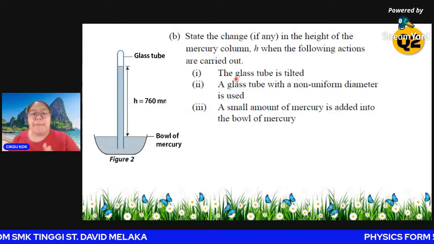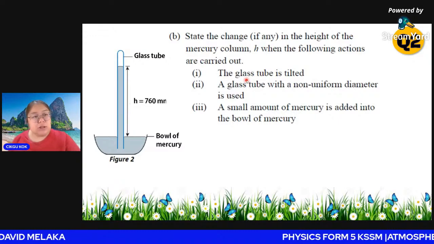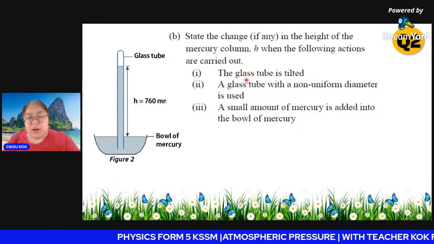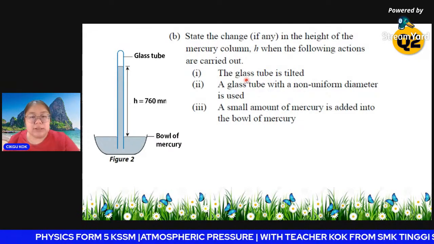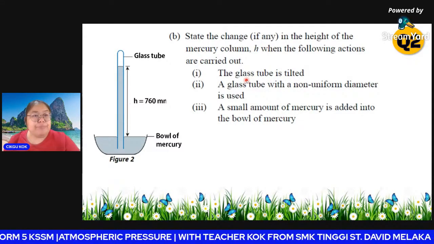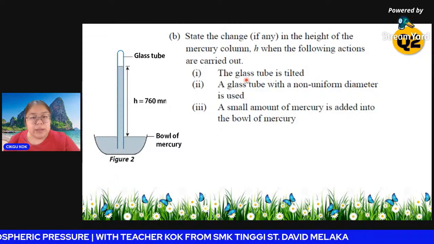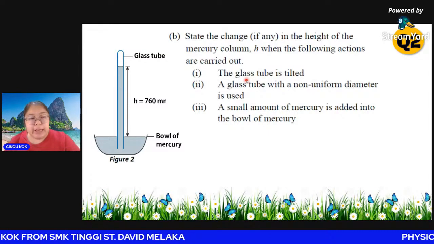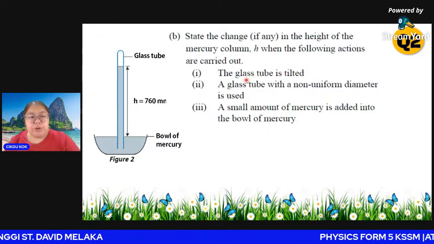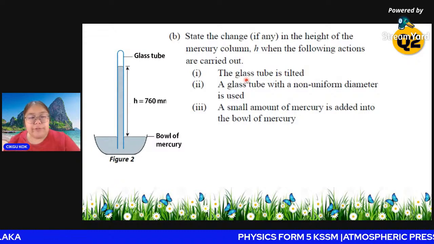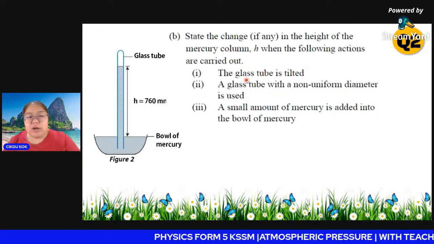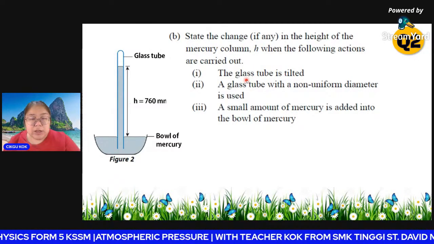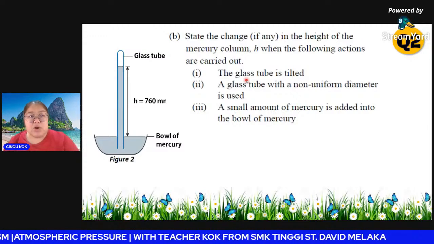So the first one, I make the glass tube tilted. Anything happen? Okay, the H should be increased or the H will decrease. Okay, please answer me number one, B1. Okay, I make the glass tube slanted a little bit. So what do you think about the H? Okay, the H will drop from the 760 or it will increase more than 760. Okay, so what is your opinion?